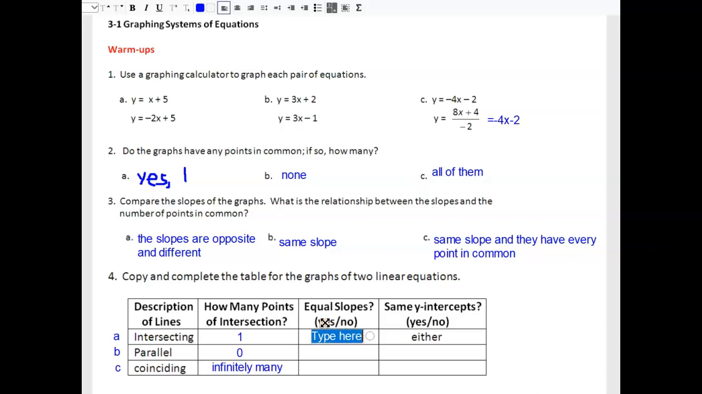Intersecting lines will never have the same slope. Parallel lines will always have the same slope. Coinciding lines will also always have the same slope. And intersecting lines can have the same y-intercept, but they don't have to. Parallel lines cannot have the same y-intercept, because if they had the same y-intercept, that would make them coinciding. So on the other side, coinciding lines must have the same y-intercept.